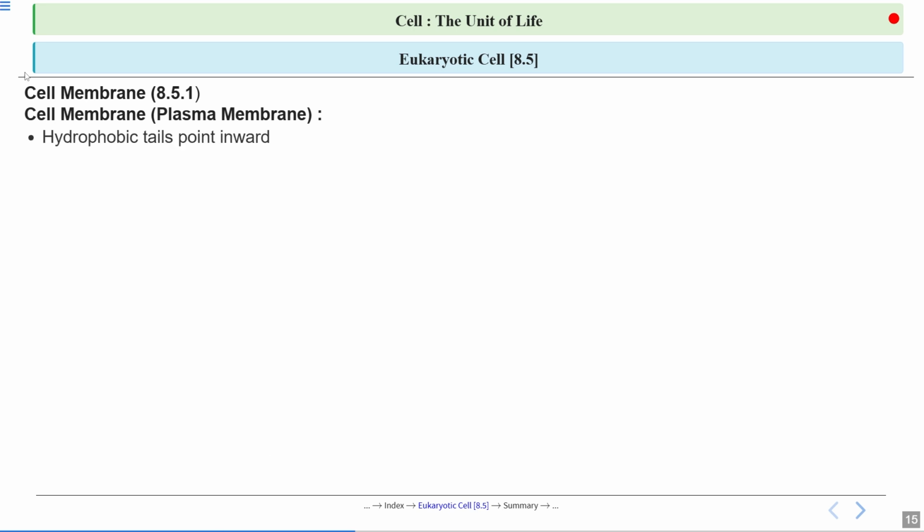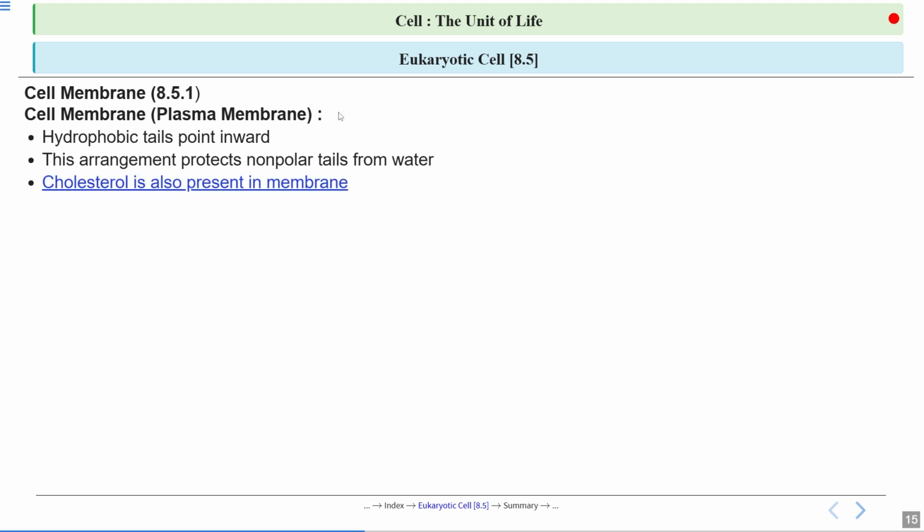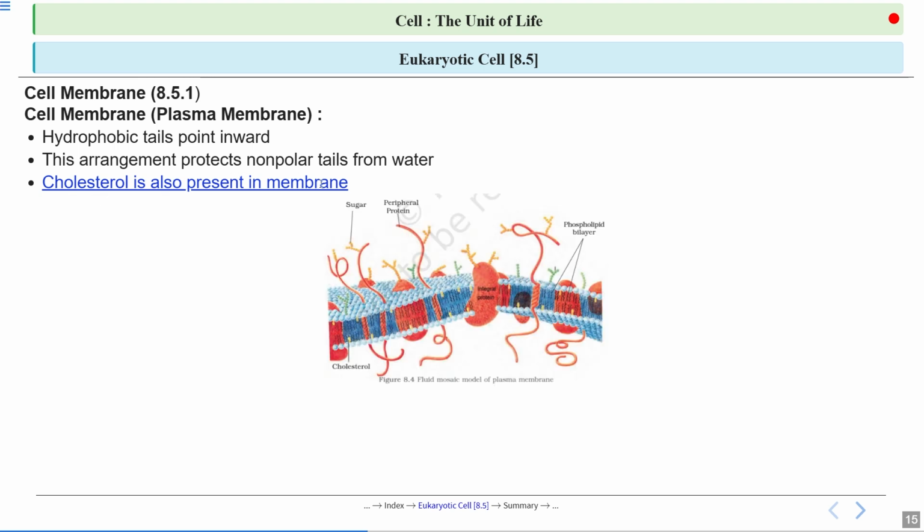Then hydrophobic tails point inwards. Hydrophobic means they are water repelling. This arrangement protects the non-polar tails from the water. That's why the heads are towards the outside, tails are towards the inside. Cholesterol is also present in the membrane. Clear? Some proteins are also present here. Two types of proteins are there, peripheral proteins and integral proteins.